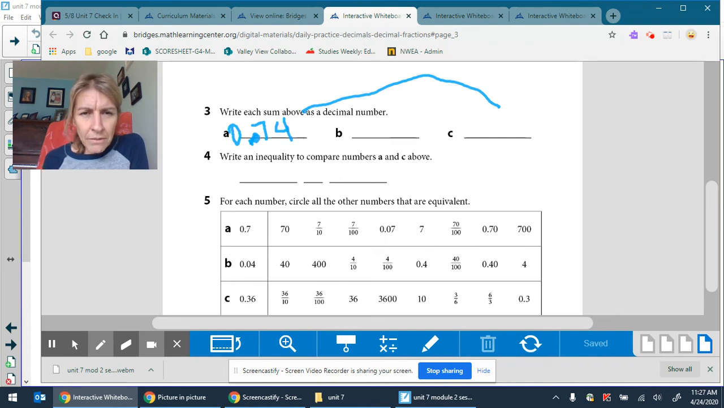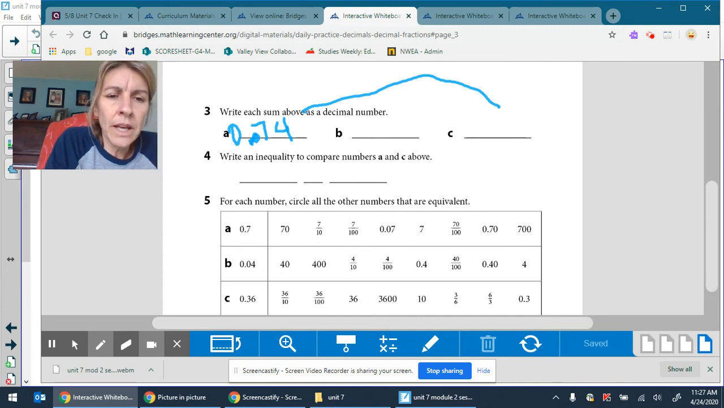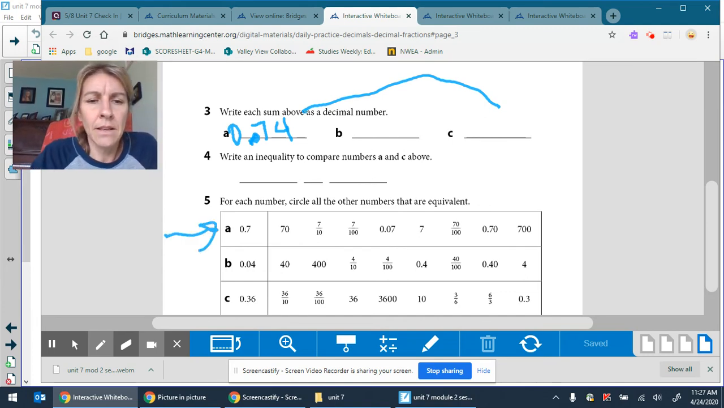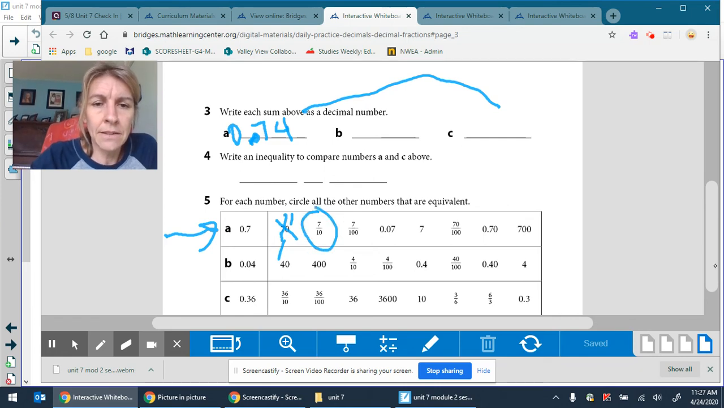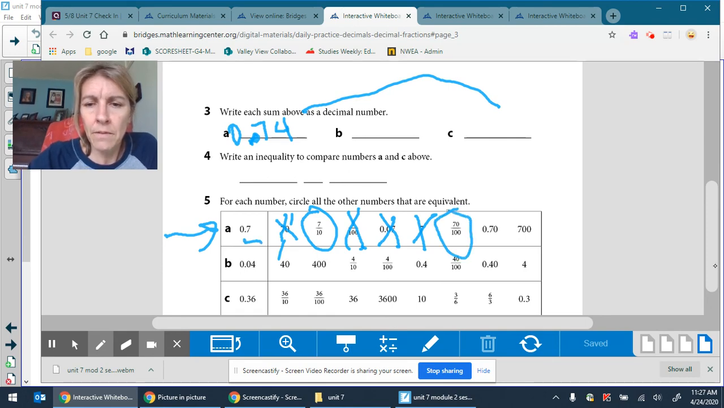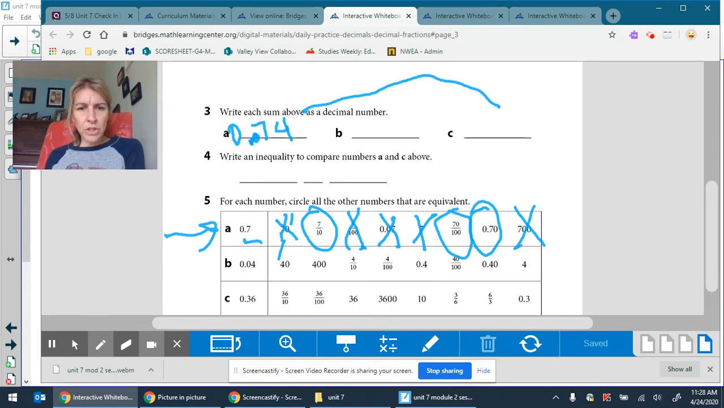Number 5, for each number, circle all the other numbers that are equivalent. So what's equivalent to 7 tenths? Is 70? No, that's like $70. That is not equal to 70 cents, which is all you have in A. So not this. 7 tenths? Yes. 7 hundredths? No. 7? No. 70 hundredths? Yep. That's how you'd read it. 700? No. That's what you should get for those.